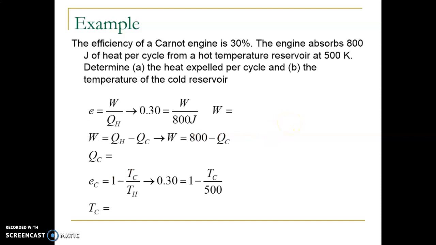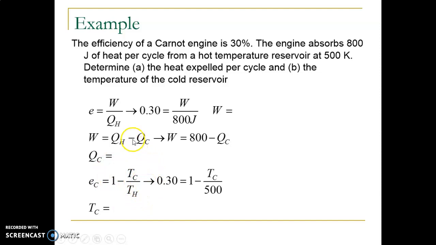Last one. Efficiency of a Carnot engine is 30%. The engine absorbs 800 joules of heat per cycle from a hot temperature side of 500. And they're going to ask us for a couple things. What's the cold side? And the heat expelled per cycle. Carnot efficiency. So we're going to end up doing this.